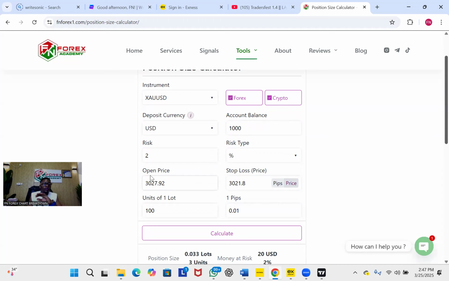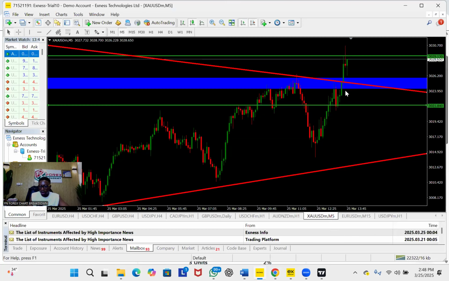That's one thing that is unique about this particular calculator. Other calculators will not give you the updated price of a particular commodity, and they will not give you this option to actually put the price of your stop loss and not the pip. So once you calculate, you come back to your trade and you are good to have your entry. Have we had that our retest?